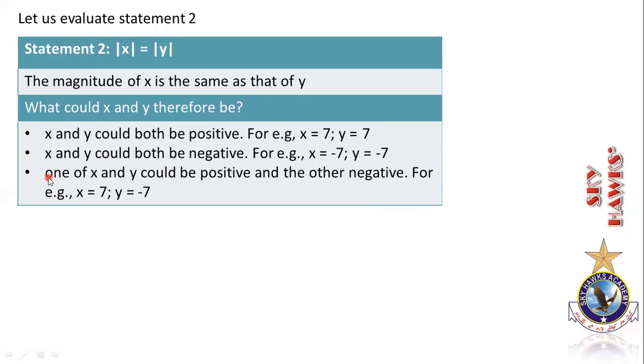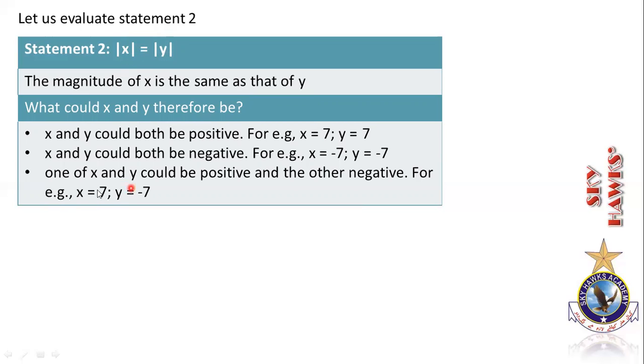The other option is, one of x and y could be positive and the other negative. For example, x is 7, y is minus 7. And they must be equal, in the sense that their absolute values are equal. Then their numerical value must be equal, irrespective of their sign, because x mod is equal to y mod. That can only be possible if x and y are equal in magnitude, irrespective of the sign, whatsoever the case is. Their numerical values must be the same. Their magnitude is the same.